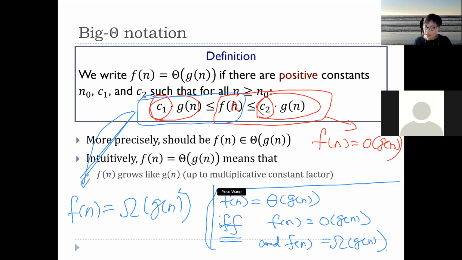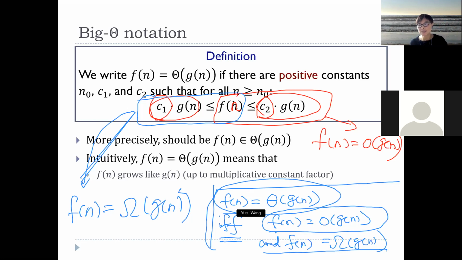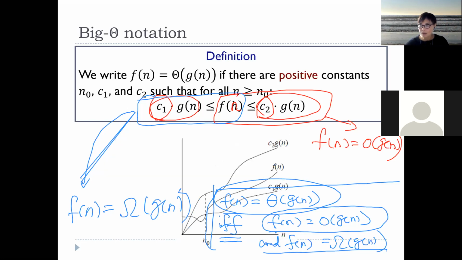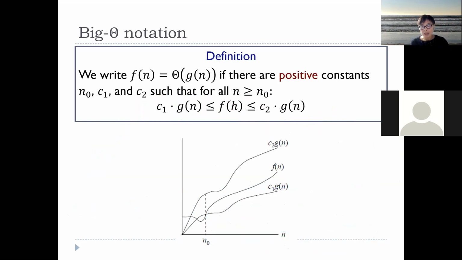So this is like bigger than or equal, and this is like smaller than or equal, and this means that they are kind of equal to each other up to a constant. From the illustration point of view, this means that when n is large enough, f(n) is both bounded from above by a constant times g(n), and also bounded from below by a constant times g(n). So f(n) is sandwiched between different constant factors times g(n). So they grow at a similar rate up to a constant. Okay, all right.